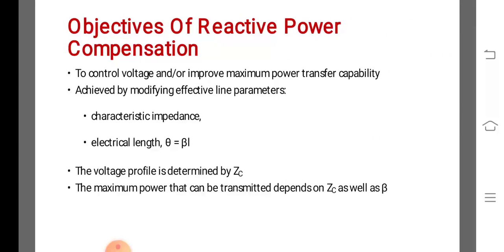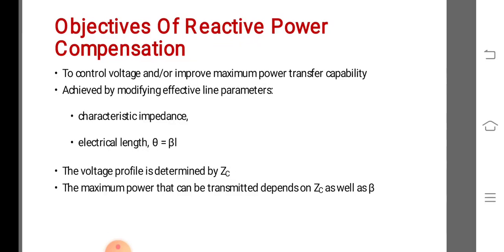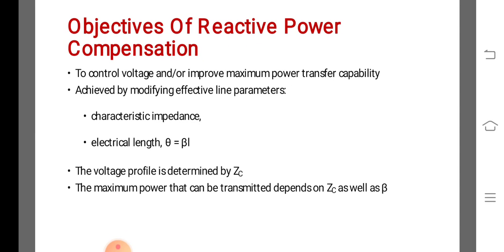Objectives of reactive power compensation: to control voltage and improve maximum power transfer capability, achieved by modifying the effective line parameters, characteristic impedance and electrical length theta, equal to beta l. The voltage profile is determined by ZC. The maximum power that can be transmitted depends on ZC as well as beta.